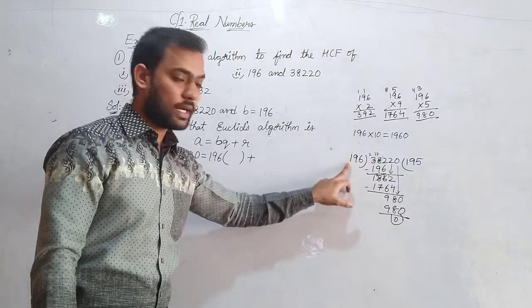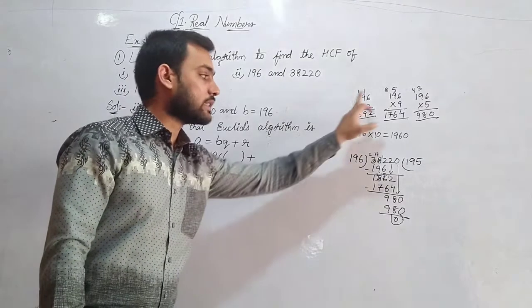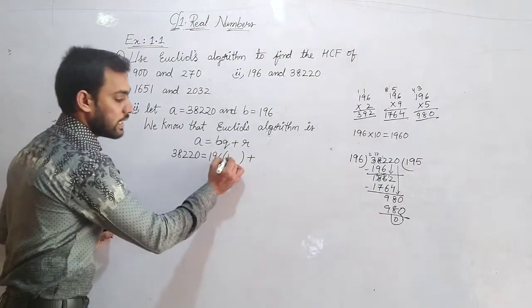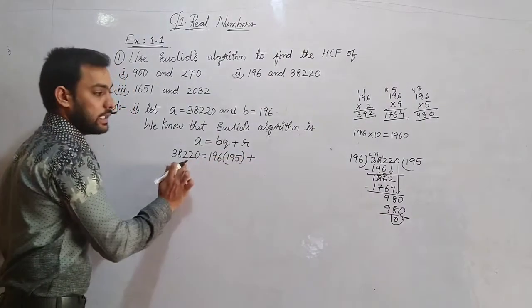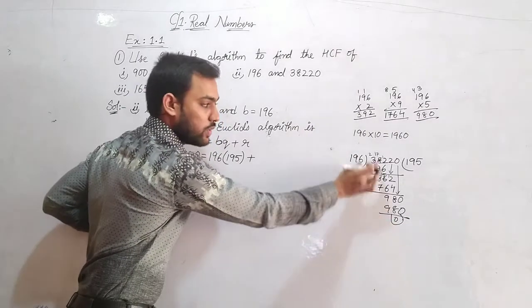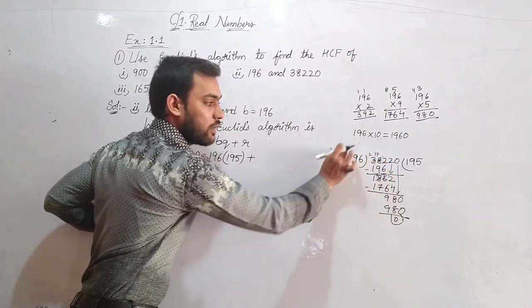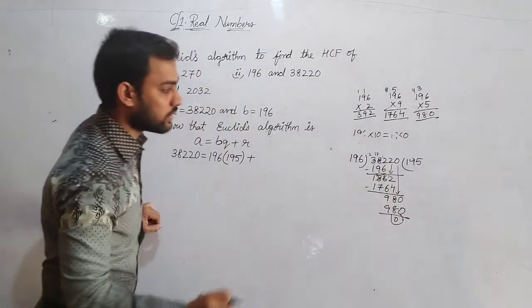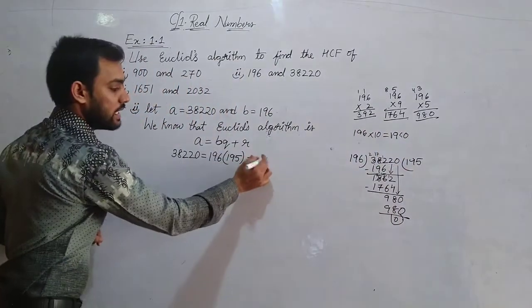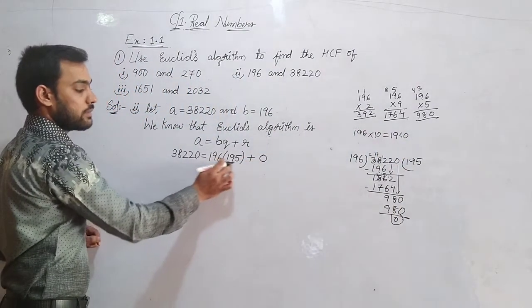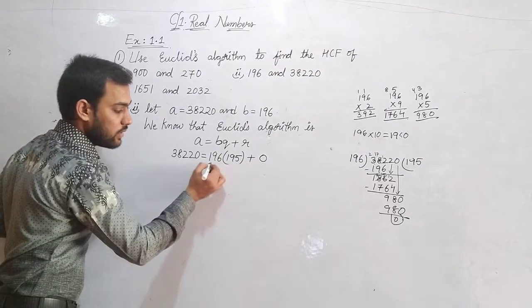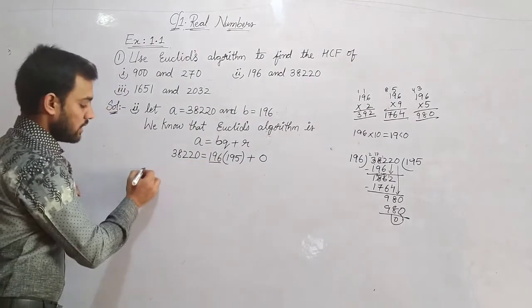Yes, this number comes in the 196 table. When 196 is multiplied by 195, we get this number, which means 196 into 195 is 38,220. Exactly it is divisible. Remainder is 0, right? So this number is exactly divisible by this. 196 into 195 is 38,220 we got. So the remainder will be 0 at that time, because when we multiply these two numbers, we get exactly this. So here, as we got the remainder as 0, this B value is our answer.